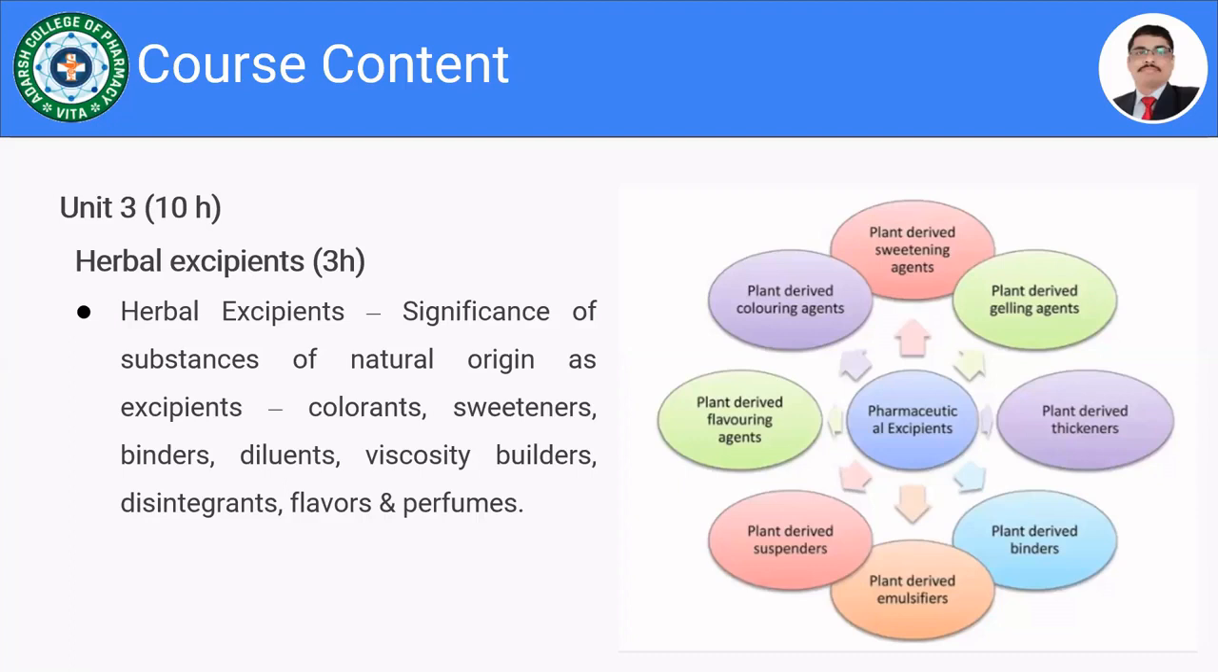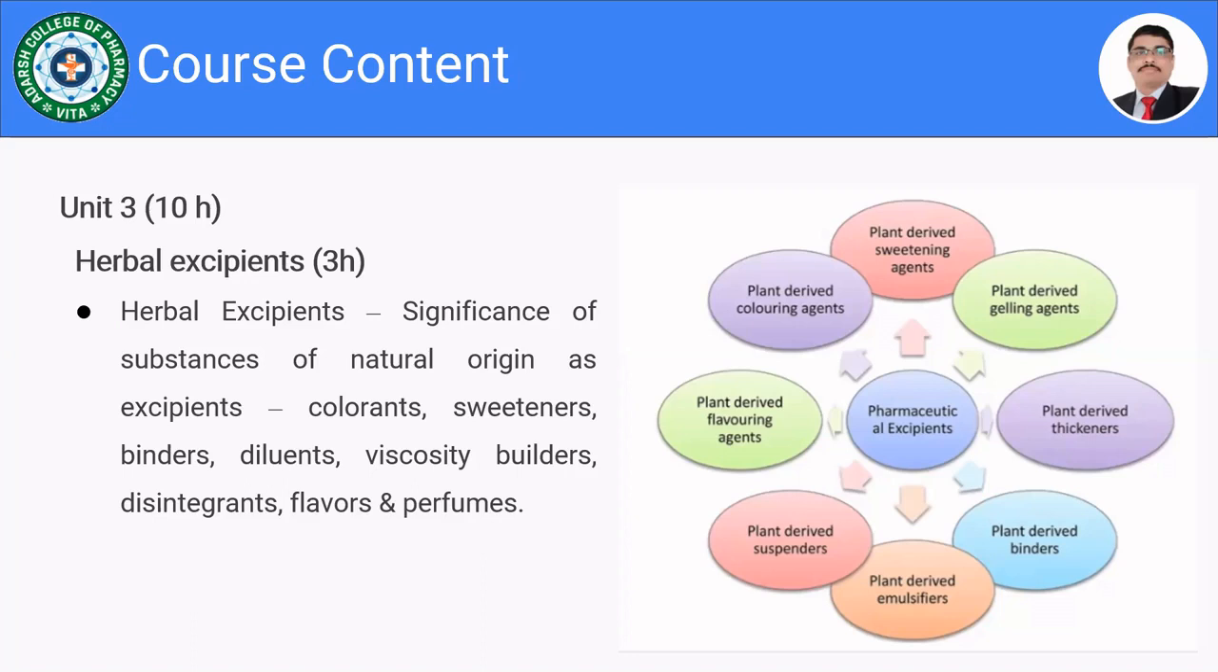In this chapter, we are going to discuss herbal excipients, more specifically the significance of substances of natural origin as excipients related to colorants, sweeteners, binders, diluents, viscosity builders, disintegrants, flavors, and perfume.